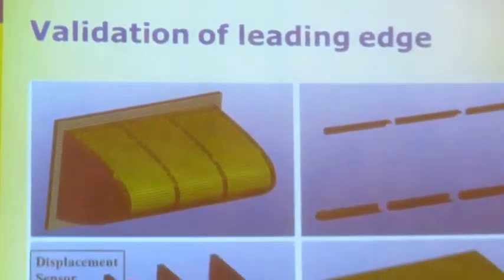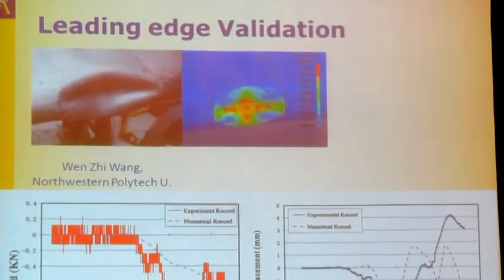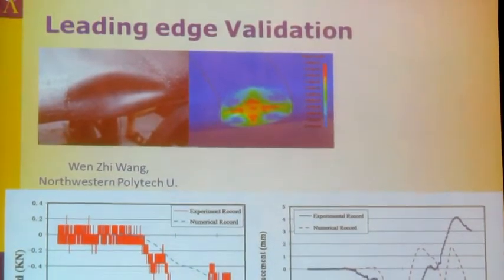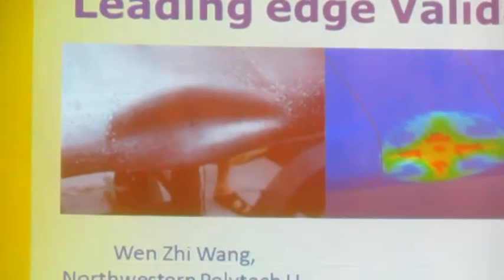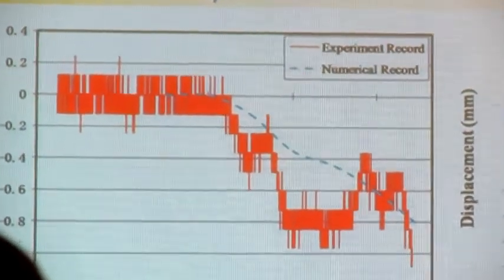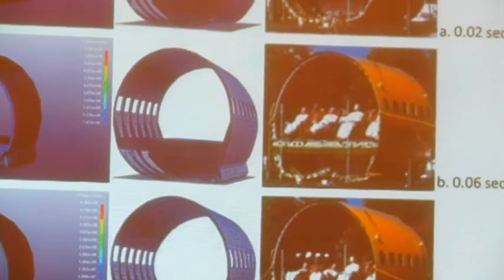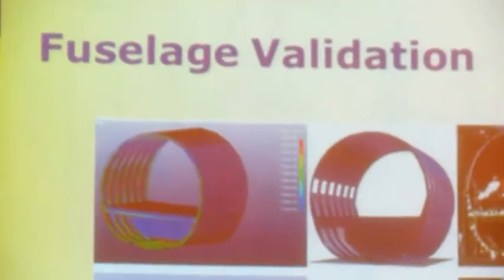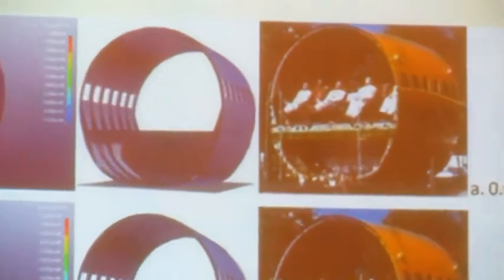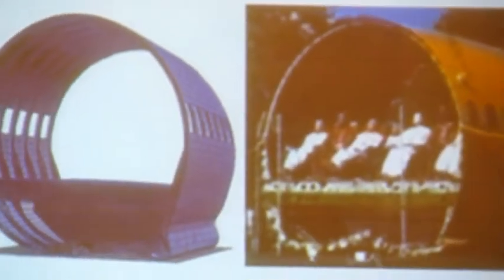To validate our model, we used some of the tests that were done by other colleagues, for example, validation of the wing front with a gelatin shot into a model of this wing. You can see the deformation on the left, and the prediction on the right, and below you can see the load and displacement as a function of time. The fuselage validation was done using a published test done at NASA Langley. This was a drop test, and they also used a simulation, I think with LS-DYNA. So we reproduced the results using our model, and again, the validation was satisfactory.